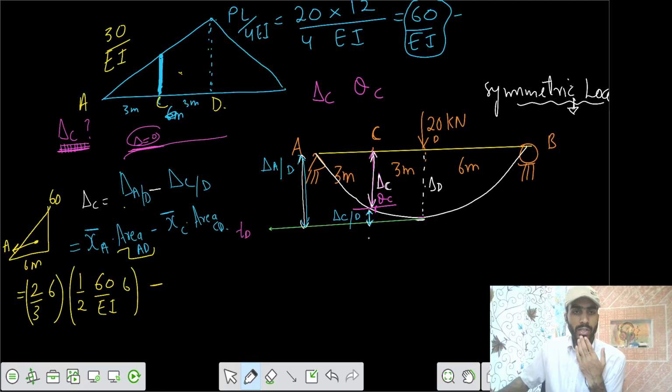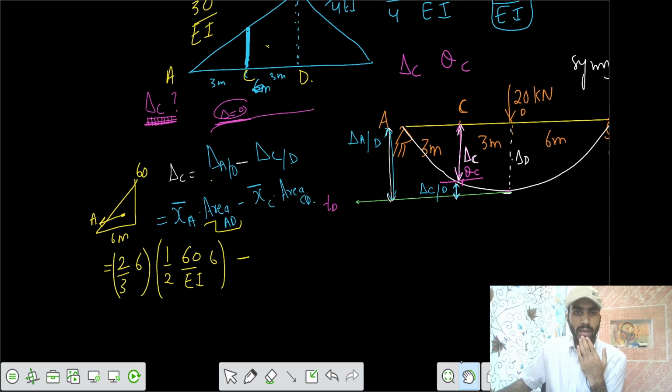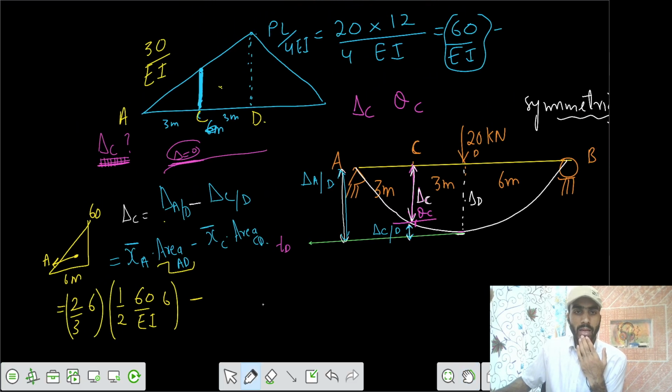Similarly, you need to subtract XC, that's the value of centroid XC. But before that, you have to get the value of the area between C and D. So this is our area.